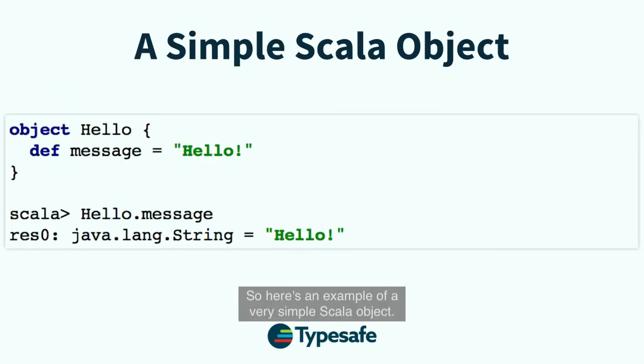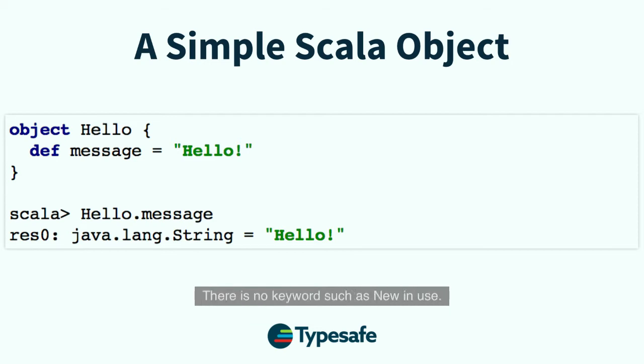So here's an example of a very simple Scala object. Instead of using the class keyword, we use the object keyword, and we call the object hello. Inside of this object is a method called message, which returns a string hello. You'll notice that we are able to use the message method inside of the hello object without instantiating an instance of hello. There is no keyword such as new in use.